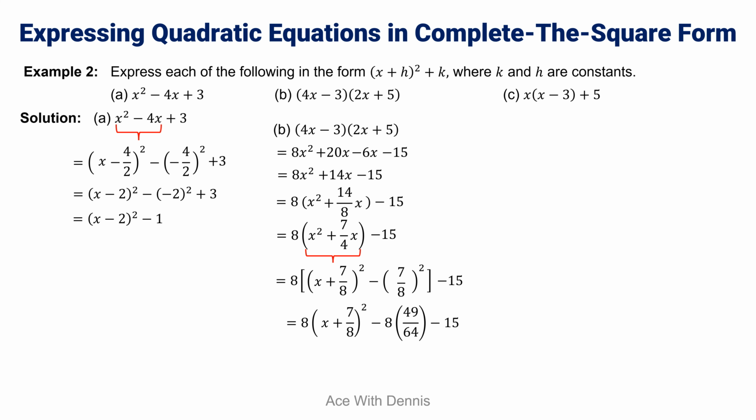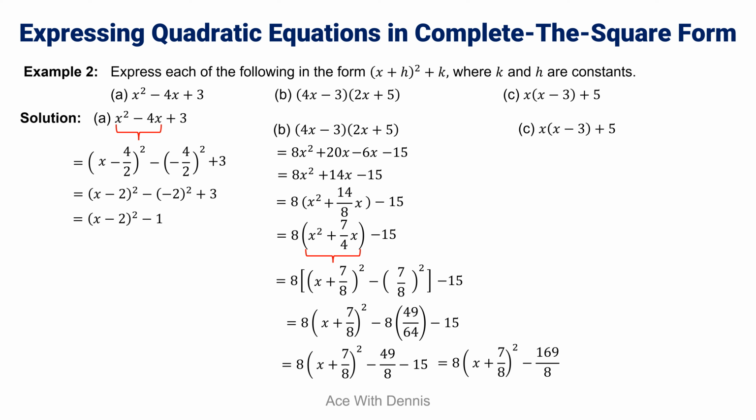After that, I can simplify or expand the bracket first, right? 8 times x plus 7 over 8 square minus 8 times 49 over 64, then minus 15, because 7 over 8 square will be 49 over 64. Alright, then we can calculate the value for the second term here. We have 8 bracket x plus 7 over 8 square minus 49 over 8 minus 15. So group them together. The constant terms, we have 8 times x plus 7 over 8 square minus 169 over 8. So this will be the answer for B.